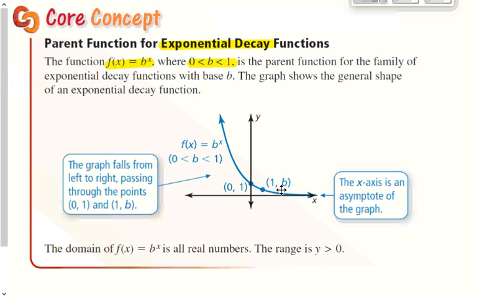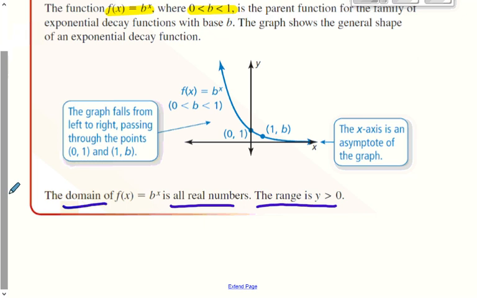Here's your general shape. It goes from left to right, it falls. So it goes down from left to right. Still passes through (0, 1). Still passes through (1, b), but of course now b is between 0 and 1. The x-axis is still an asymptote for this graph. Looking at this one, the domain is still all real numbers. The range is still y is greater than 0.